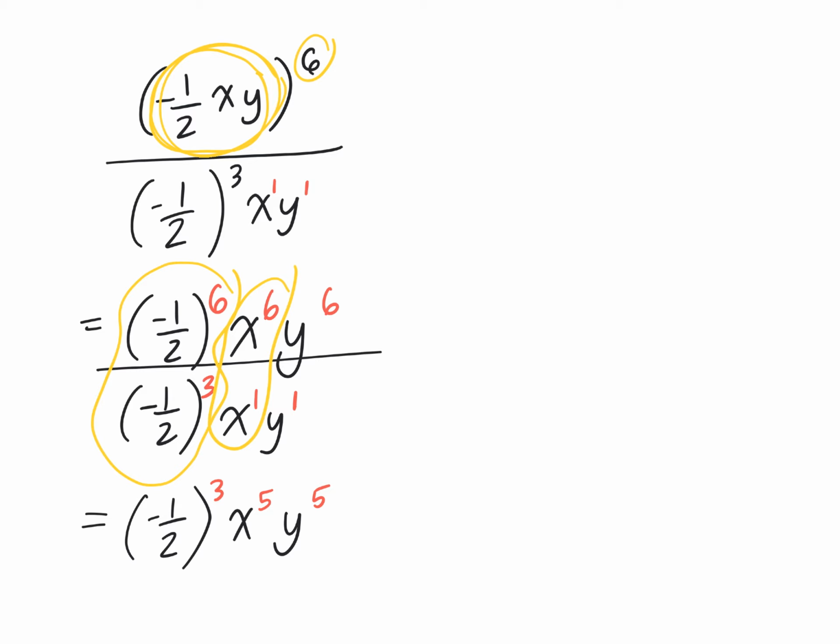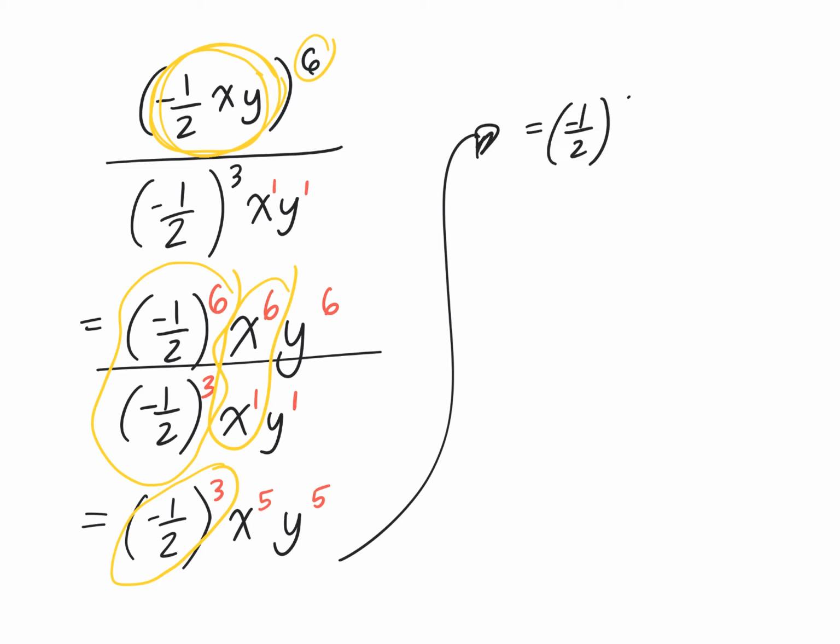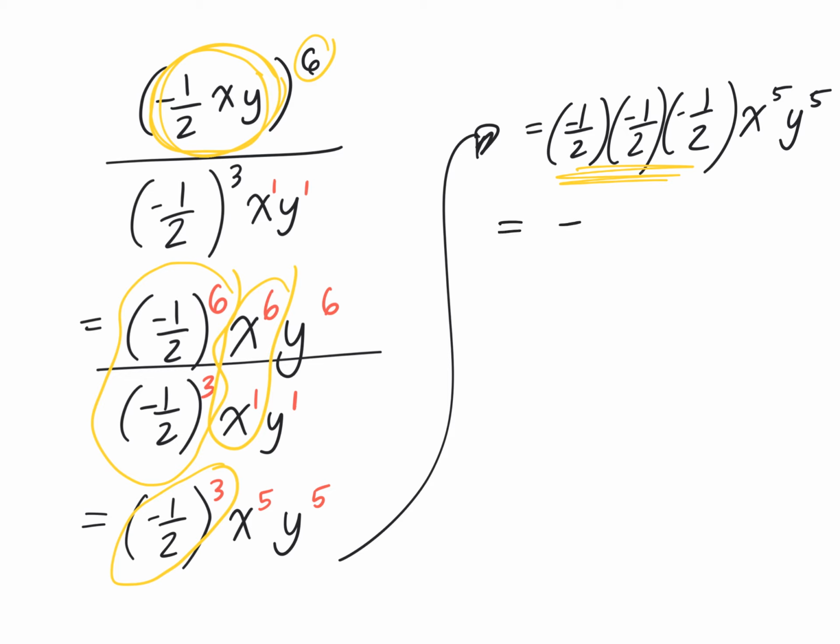But you can actually simplify this. What is negative 1 over 2 to the power of 3? It's negative 1 over 2 times negative 1 over 2 times negative 1 over 2, right? That's what that means. I can't simplify my x to the power of 5, y to the power of 5, because I don't know what the variables stand for. But I can simplify this. So what is it? Positive or negative? Negative 1 over 8, x to the power of 5, y to the power of 5. That's the final answer. That's it.